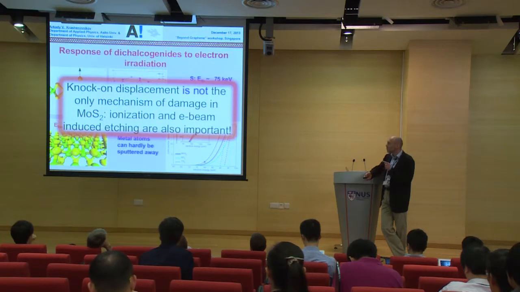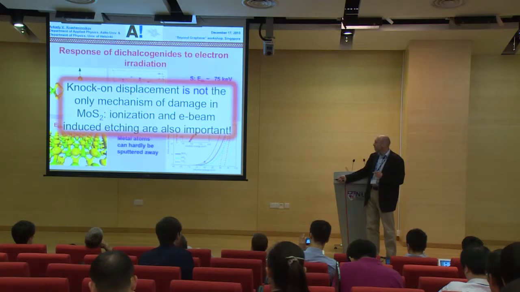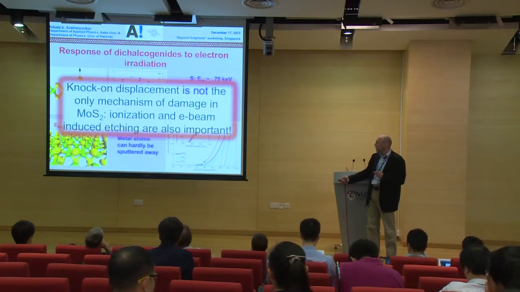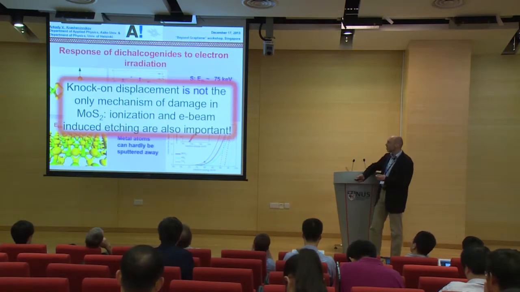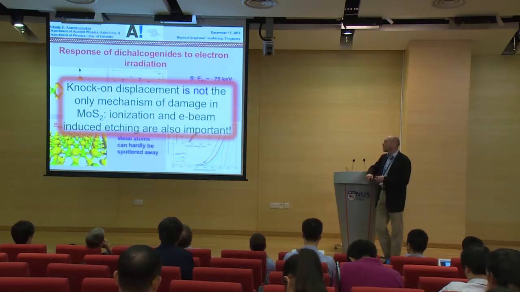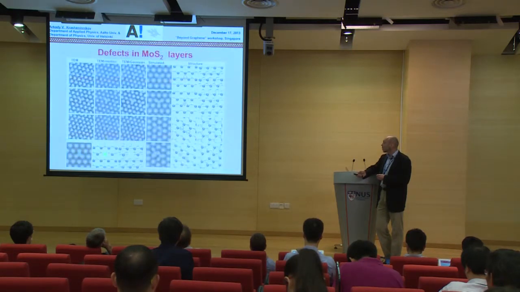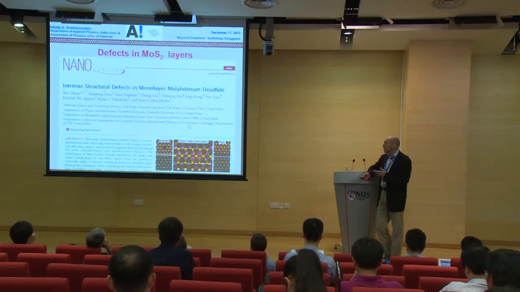But I stress that for molybdenum disulphide, it's not the only mechanism, because if you look at the experimental point here, the blue point, and the blue curve is theoretical data, the displacement rate in the experimental value is much higher than the theoretical one. So this means that ionization and excitation should also be important, or possibly chemical etching, because defects also impair molybdenum selenide under radiation.